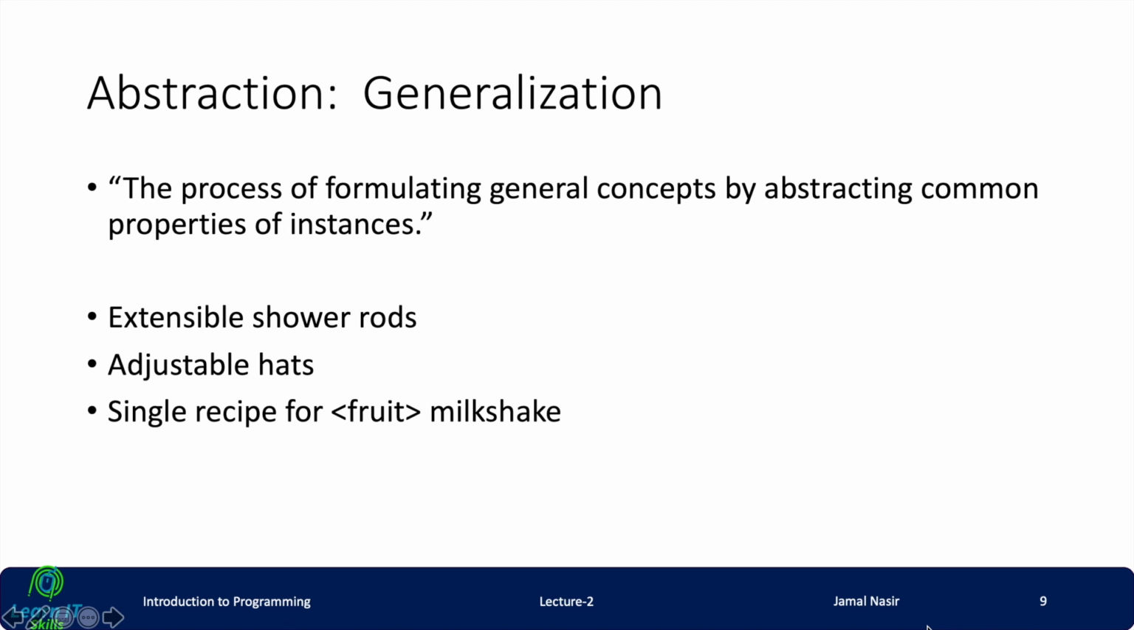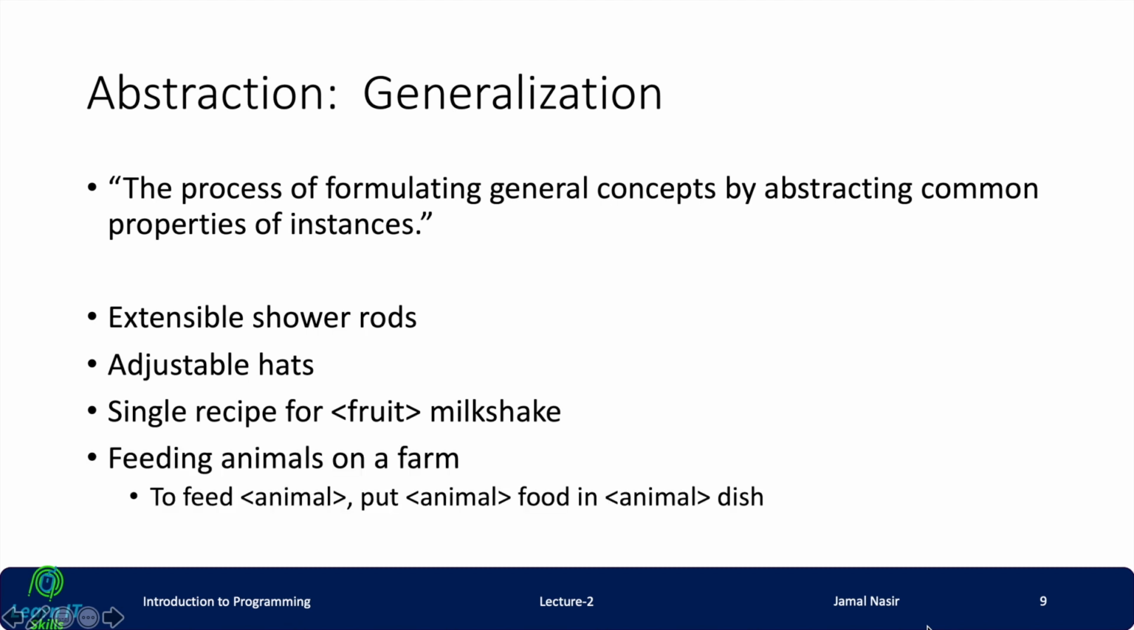So procedure would be same, only the particular fruit name would be changing. Okay. Similarly, if you are farming some animals on a farm, you have to feed that animal. Then obviously to feed animal, put animal food in an animal dish. So this animal thing is generalization.